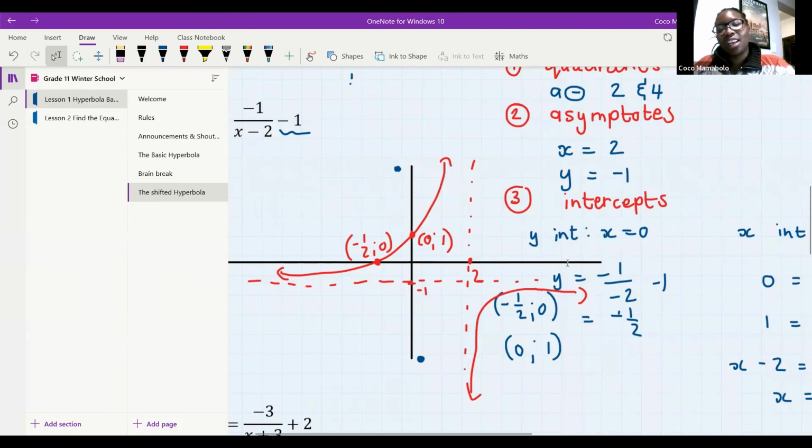Can I get an out of 10? How are you feeling about this hyperbola section? 10 being I got this, this is excellent, 0 being I don't know what's going on here.